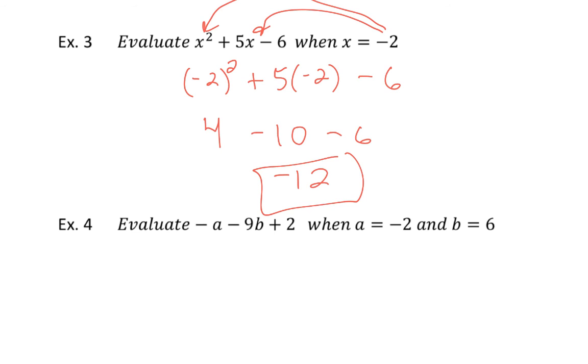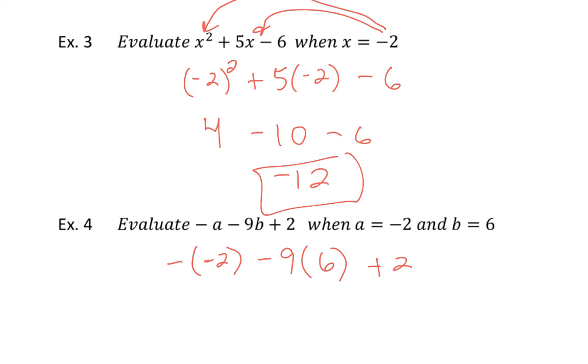Example 4, we have a equals negative 2 and b equals 6. Be very careful with the signs in this one. So I have a negative, parentheses, switching out a, which is negative 2, minus 9, switching out b with 6, plus 2.